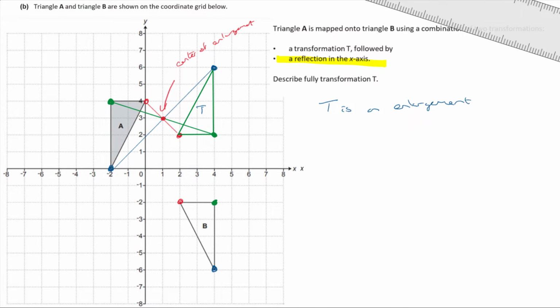Now to describe an enlargement, you need to say the center and the scale factor. So enlargement, center (1, 3), that's the coordinate of that center, and then the scale factor is -1, so it stays the same size but flips over and is on the opposite side of the center of enlargement. As I say, you could have had a rotation as well. Rotation 180 degrees around (1, 3) would probably have worked as well.